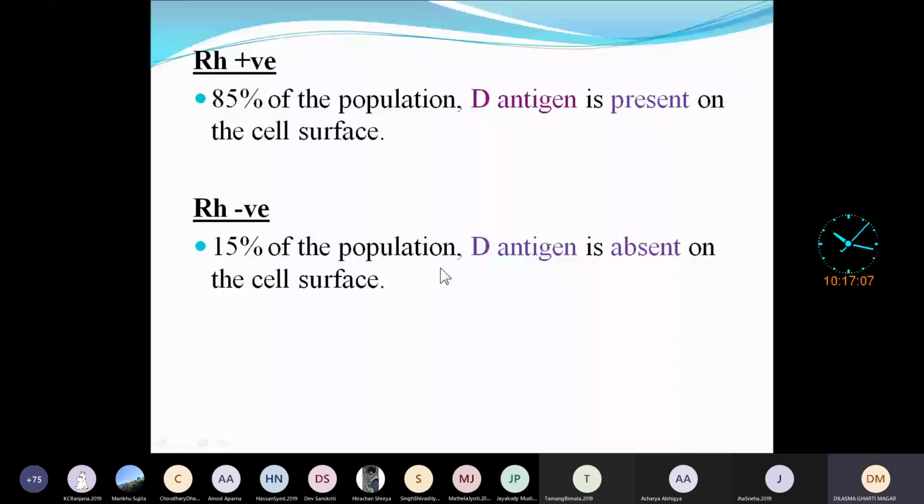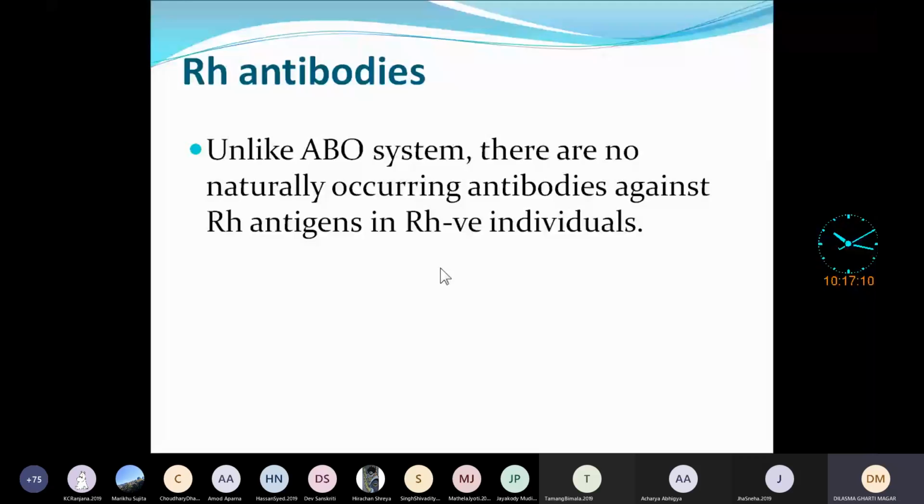Now we'll come to the Rh antibody. In case of the ABO blood group system, were there antibodies in the plasma? If it is the A blood group, then what was the antibody in the plasma? Anti-B. Good. Now in case of these Rh antibodies, it is not there in our body, isn't it? Unlike the ABO system, there are no naturally occurring antibodies against these Rh antigens in the Rh negative individual.